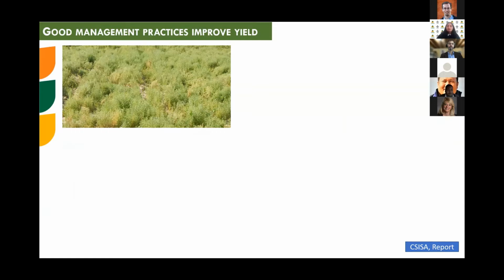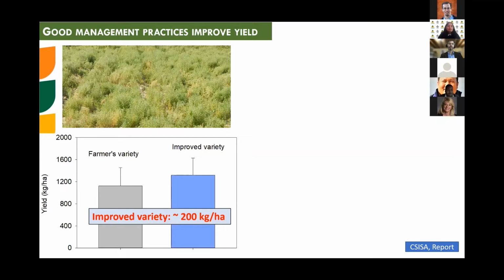I would like to show some of the agronomic innovations from when we were working with farmers, doing on-farm evaluation of different agronomic innovations. I will present just a few. This is the contribution from the improved variety, compared to the farmers using their own variety. Use of improved varieties led to increased lentil productivity by around 200 kg per hectare. This is the average from the different farm evaluations.